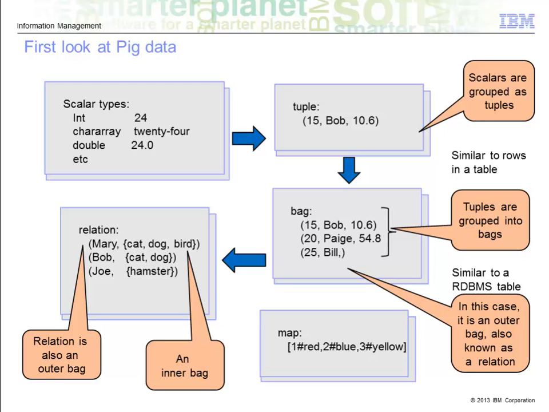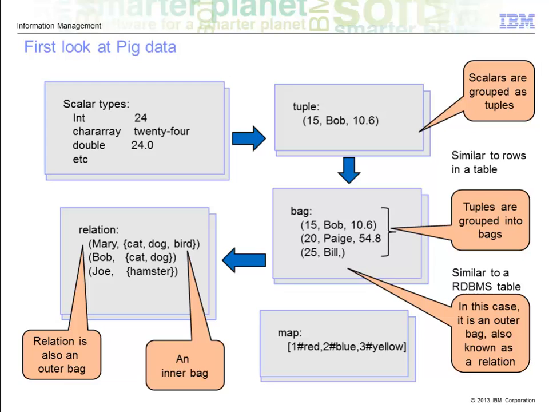Pig has greater flexibility over a relational table in that all tuples do not have to contain the same number of fields. Tuples are grouped into a bag. Now this is where it can get to be a little complex.